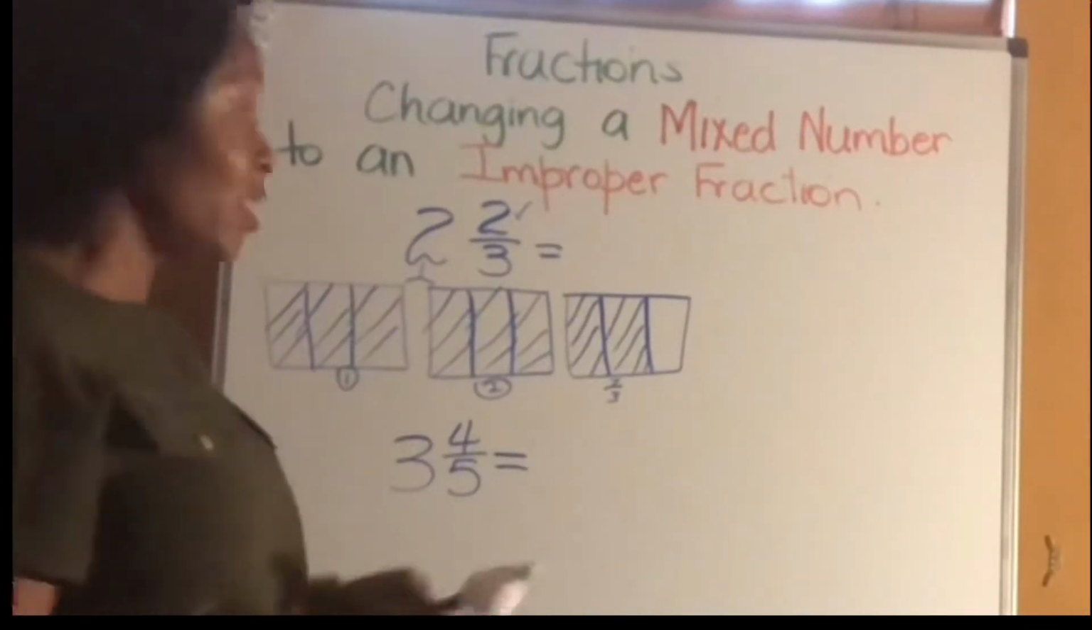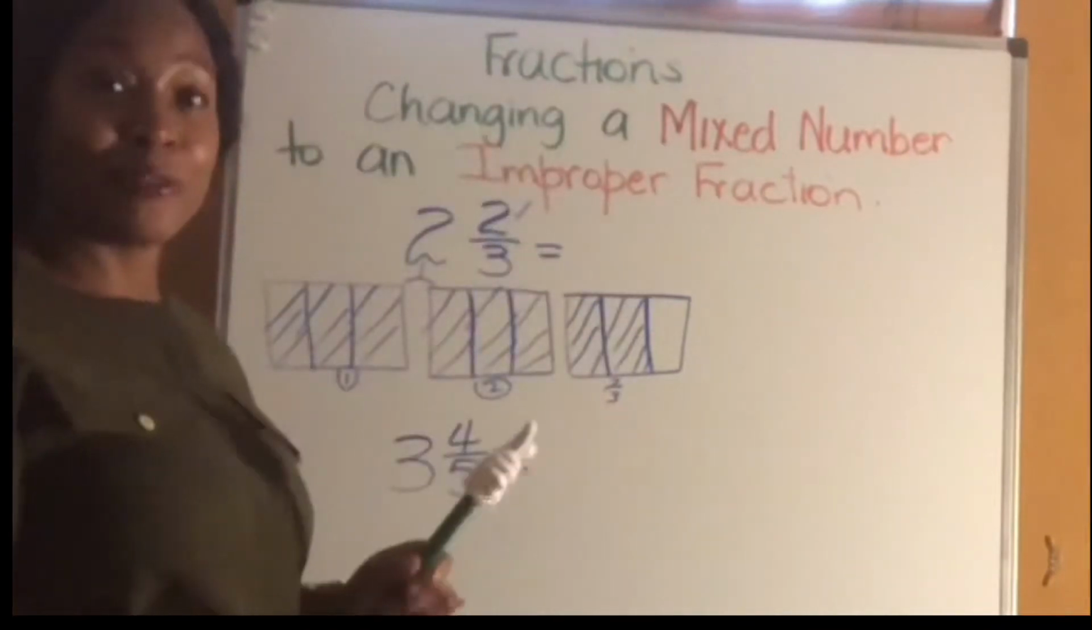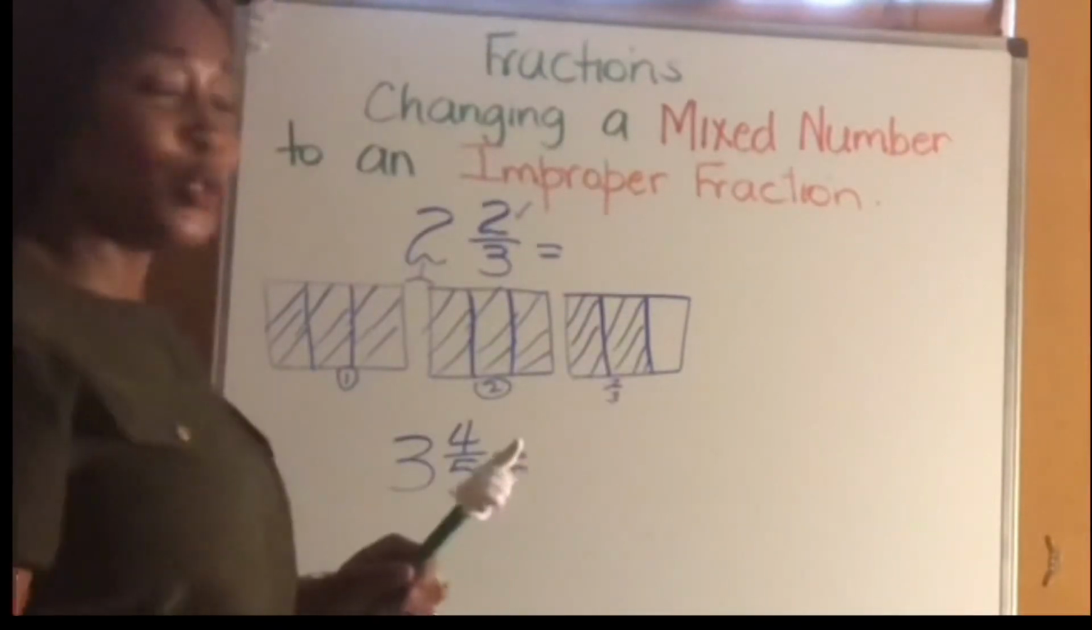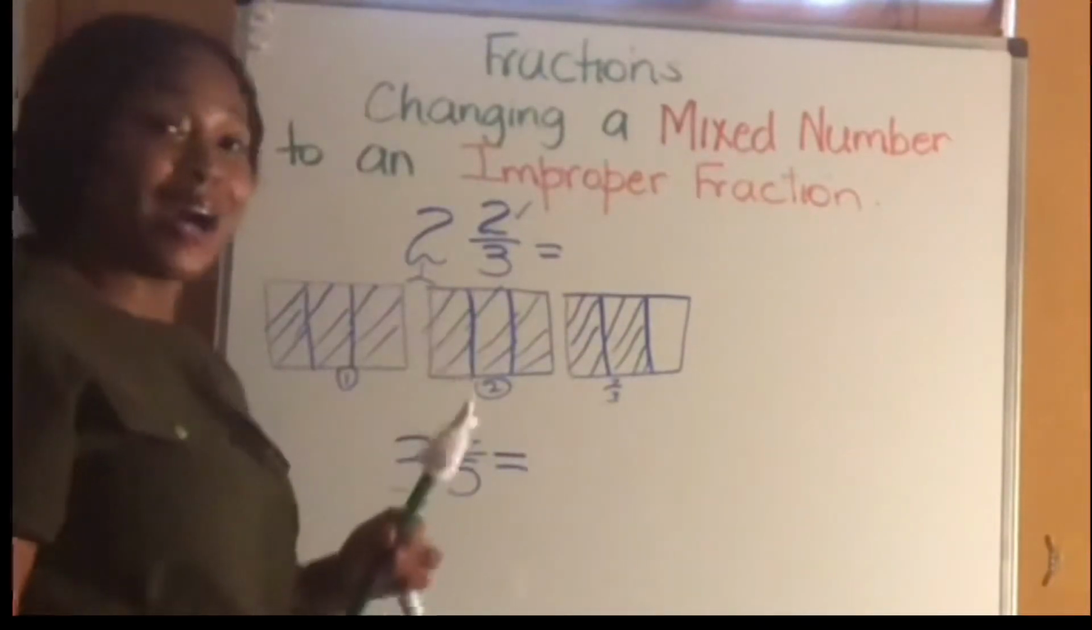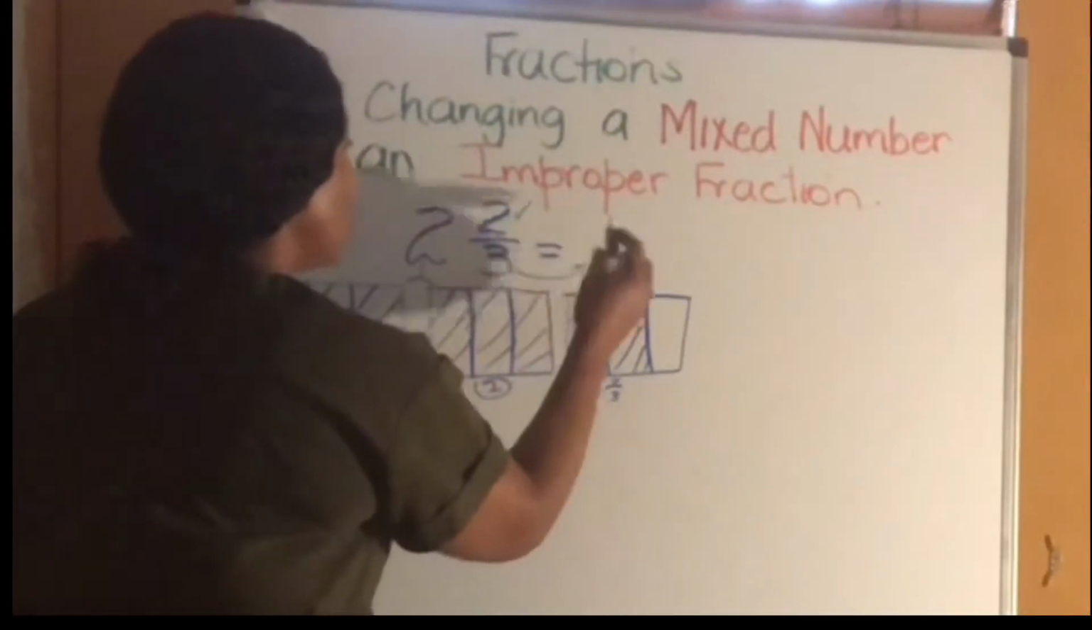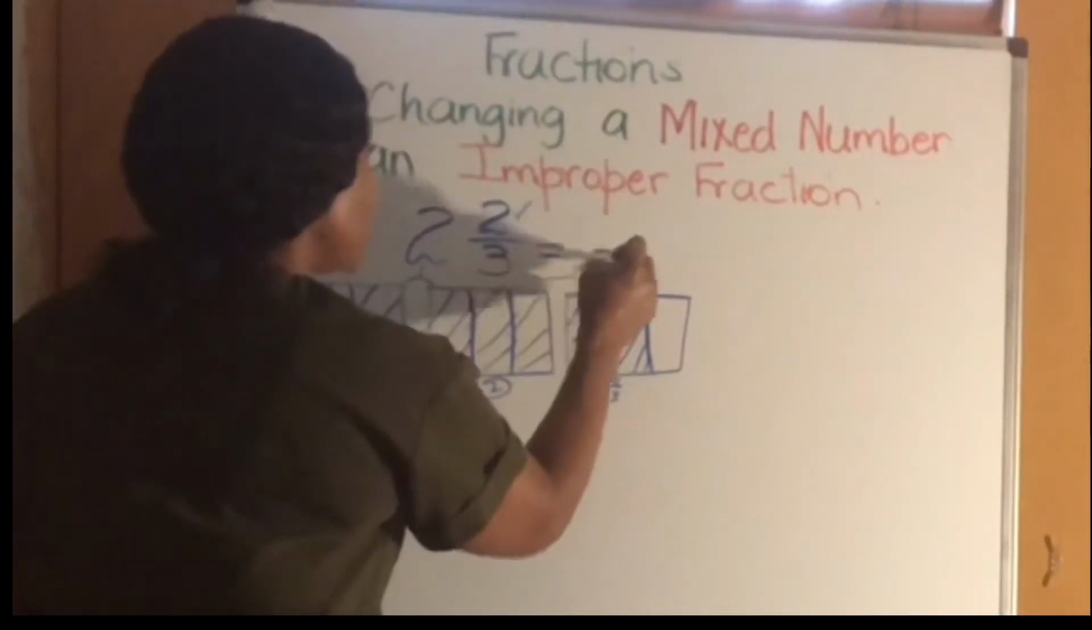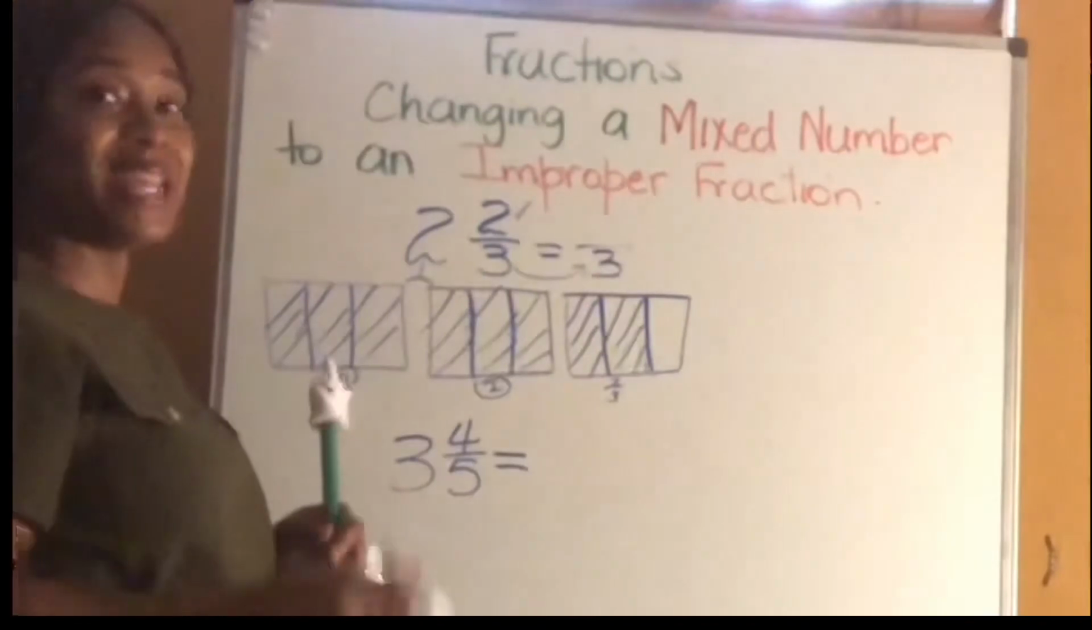But how do I use this to help me to represent my mixed number as a fraction greater than 1 or as an improper fraction? All I need to do now, boys and girls, is count. My denominator will still be 3. Denominator is going to remain the same.